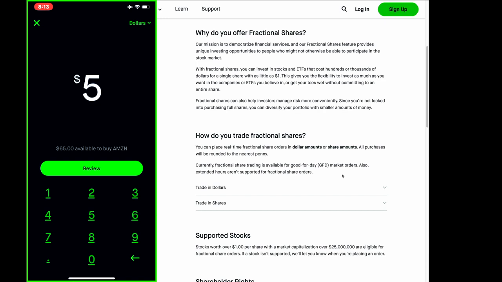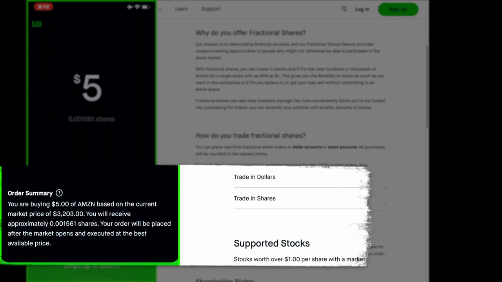Let's buy $5 worth of Amazon. Okay, $5, you punch the 5 in, and then you go review. Now, at the bottom, you see this order summary, and it says you're going to buy $5 worth of Amazon based on the current price of this. You'll receive approximately so many shares and decimal points, and then they're going to place it after the market opens and execute it at the best available price. Since I'm shooting this video on a weekend, that means come Monday morning, 9:30 a.m. Eastern Time, you are going to be sent out on the market with 0.001561 shares to buy $5 worth of Amazon.